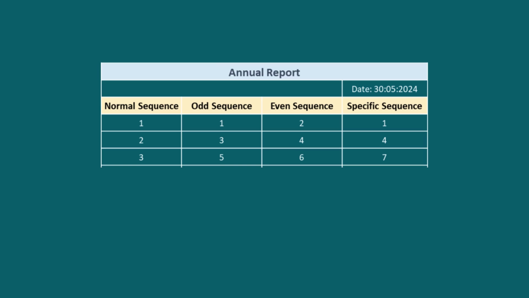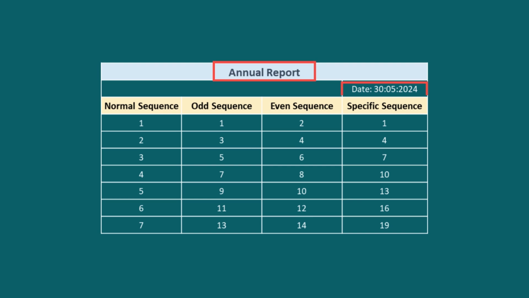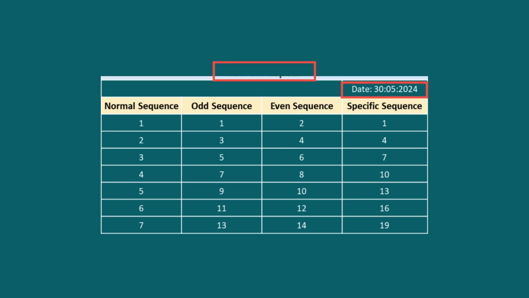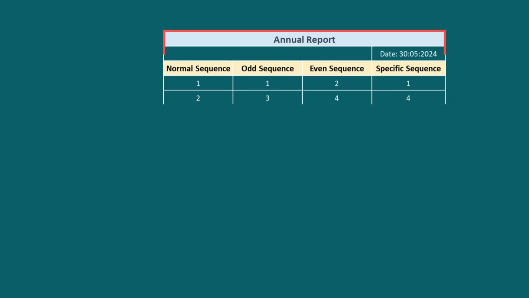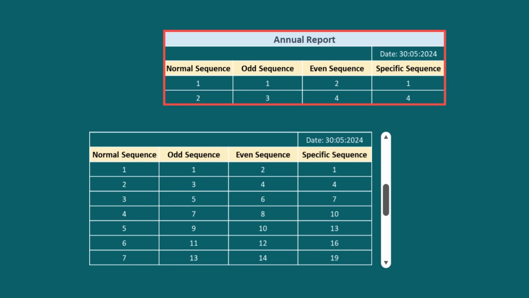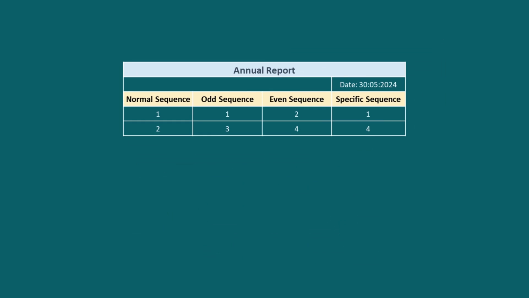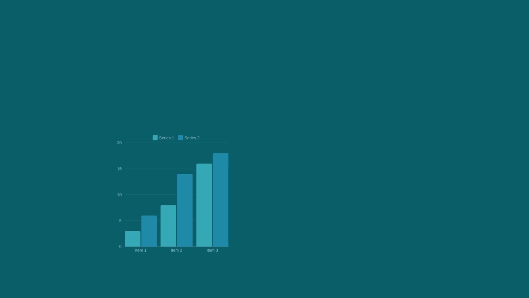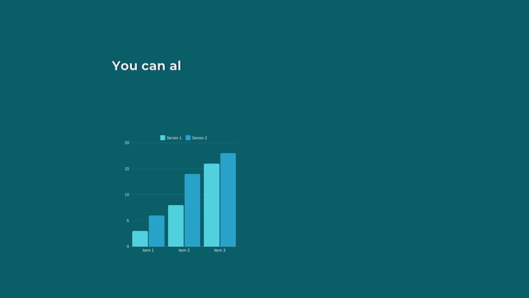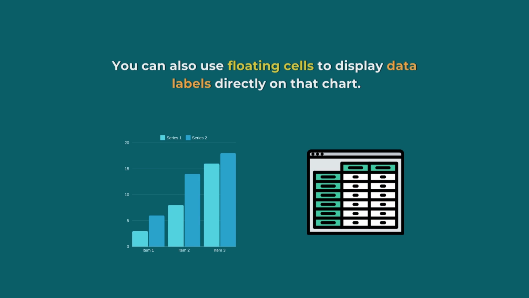Hello everyone. If you want to display titles, dates, or other information that should remain visible while scrolling through a large dataset, then creating a floating cell in Excel is the best option for you. Floating cells are very handy for adding comments or annotations to specific cells or data points in your worksheet. When creating charts in Excel, you can also use floating cells to display data labels directly on that chart.